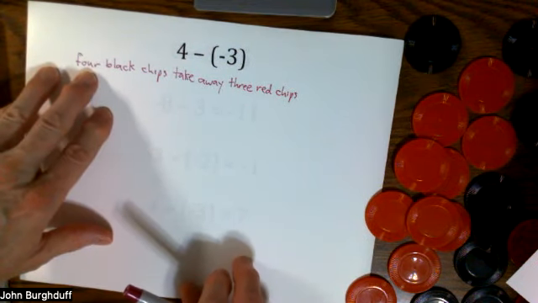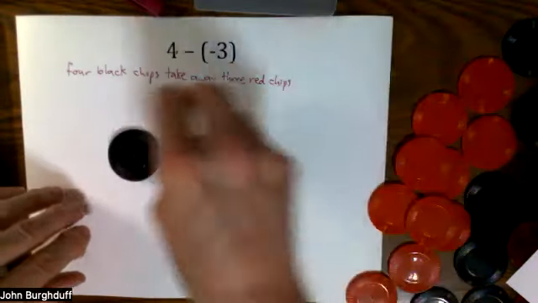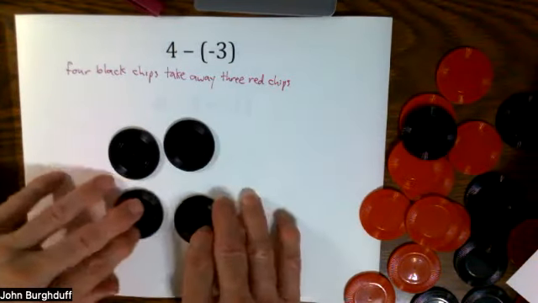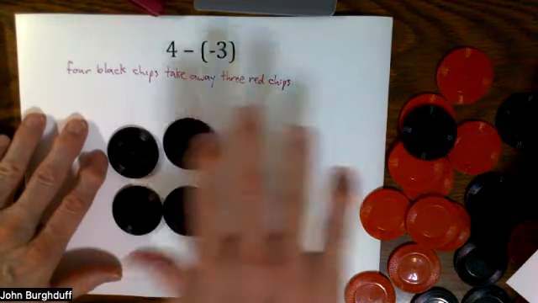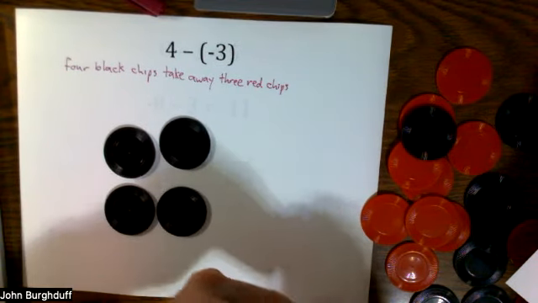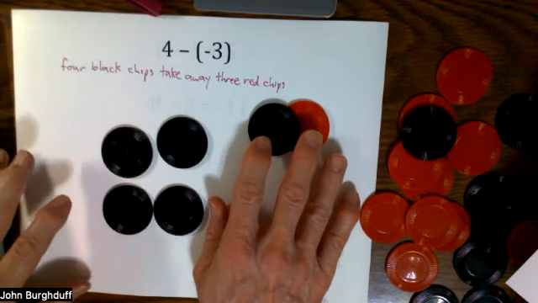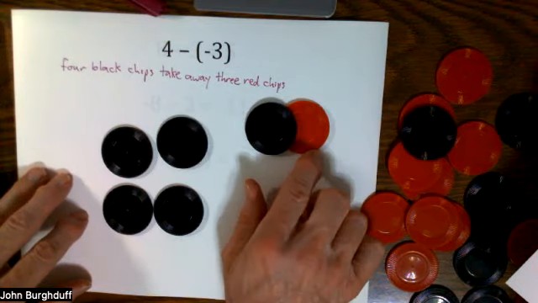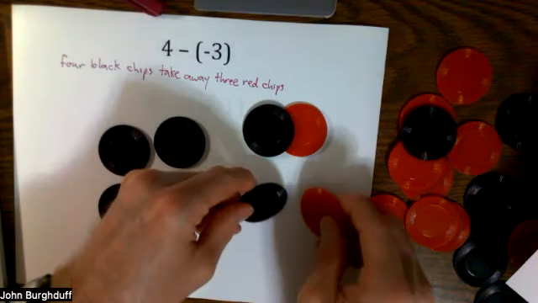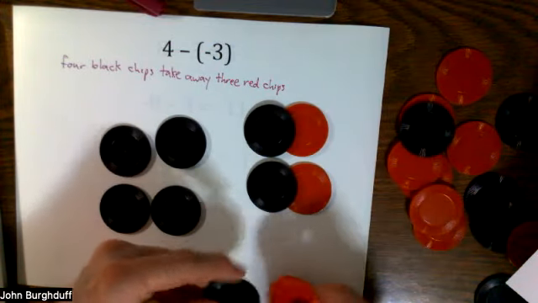4 black chips, take away 3 red chips. Let's try to do that. So let's start with my 4 black chips. 1, 2, 3, 4. How in the heck can I take away red chips when I've only got black chips? Well, use your 0 pairs. When I put a 0 pair on the table, I'm really just putting a 0, so I'm not changing the number, but I do introduce a red chip. Put in enough of those 0 pairs so that you've got enough red chips to take away, no more, no less.